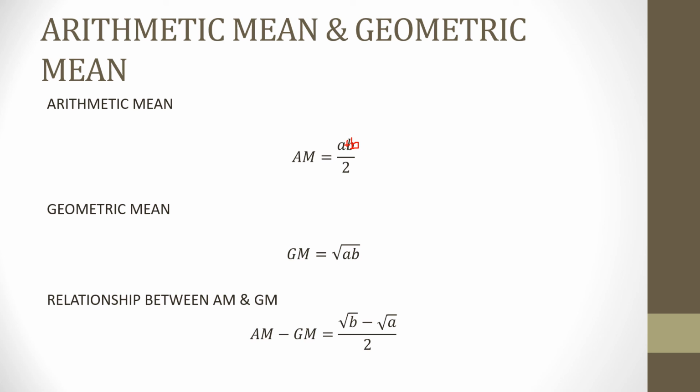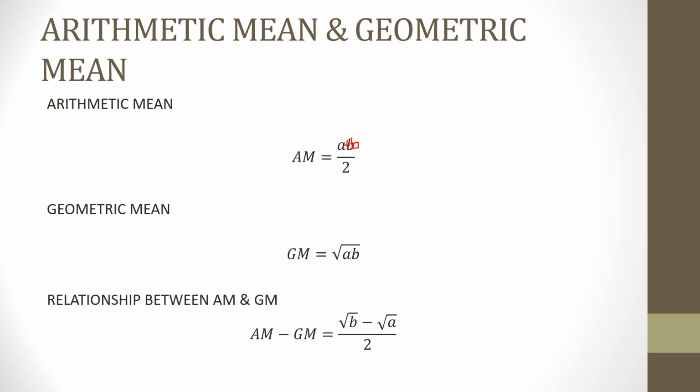Let's say A is 2 and B is 5. So, A plus B, that's 2 plus 5 is equal to 7, divided by 2 is equal to 3.5. And then, pag geometric mean naman, ito yung gagamitin na formula, square root of AB. So, that will be square root of 2 times 5, is equal to square root of 10. Kunin mo yung square root nun.